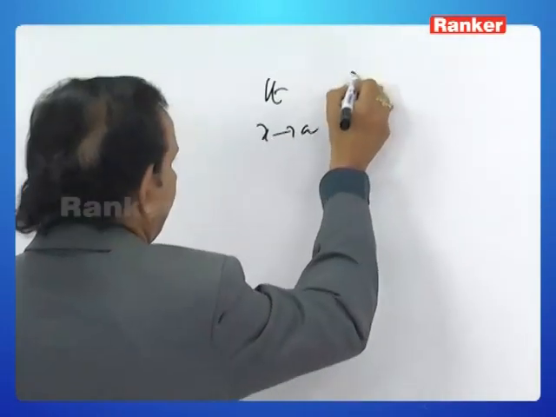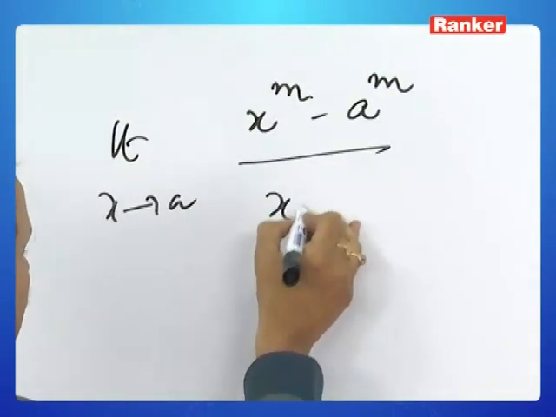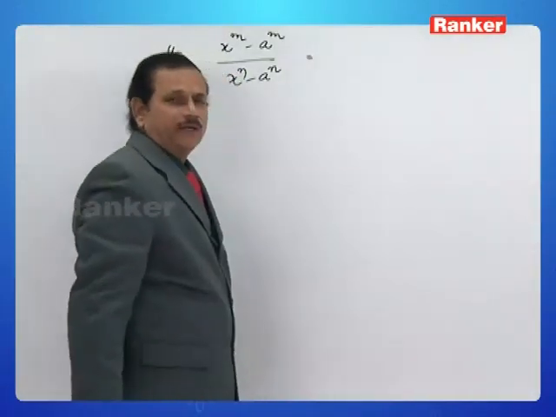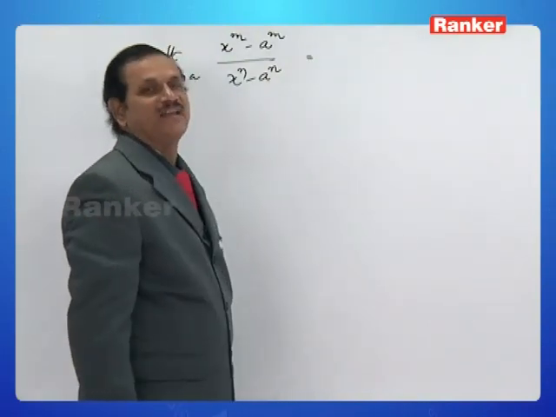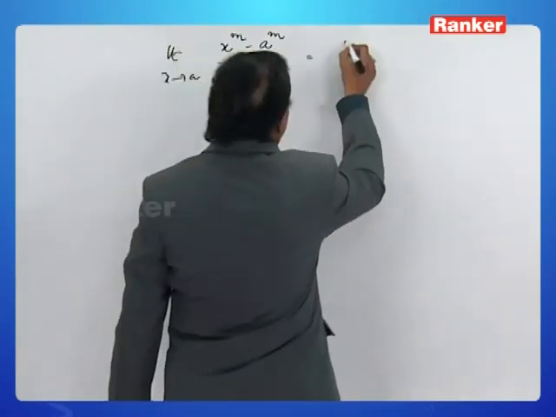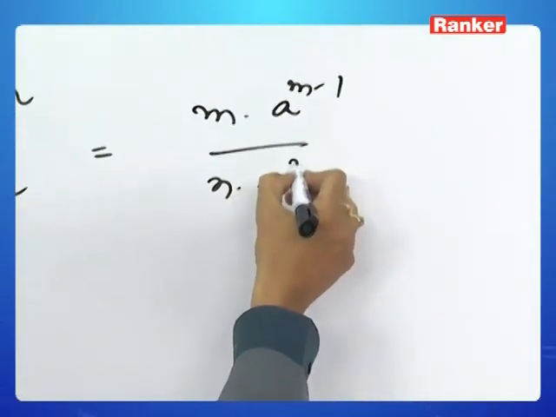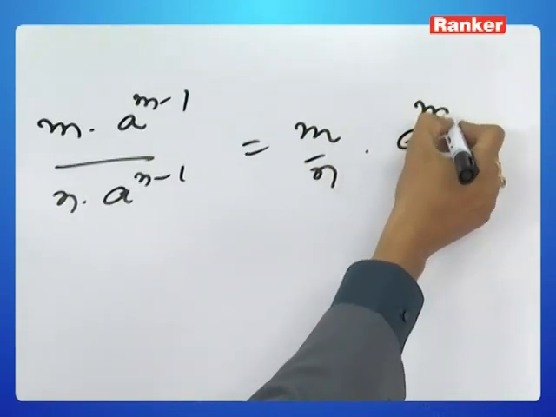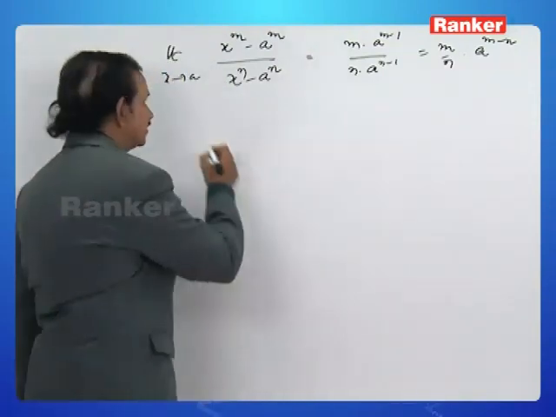Limit as x tends to a. It can directly be simplified, of course, by dividing both numerator and denominator with x minus a. If you divide it with x minus a, what will be the fate of the numerator? m into a^(m minus 1), and here n into a^(n minus 1). As a result, we have m by n into a^(m minus n).